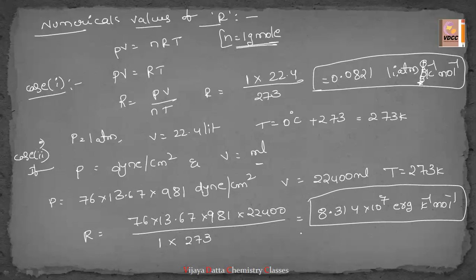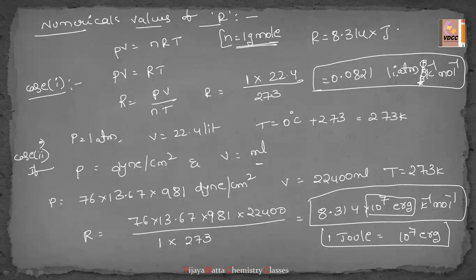Already we know the relation, that is 1 joule equal to 10 to the power of 7 ergs. Then if you convert the R value into joules, R equals 8.314 into 10 to the power of 7 ergs. In this place we can write joule. So 8.314 joule Kelvin inverse mole inverse.